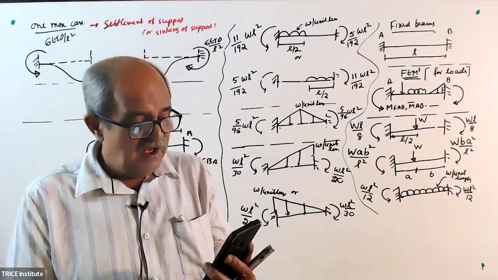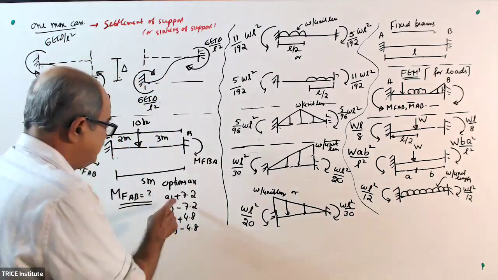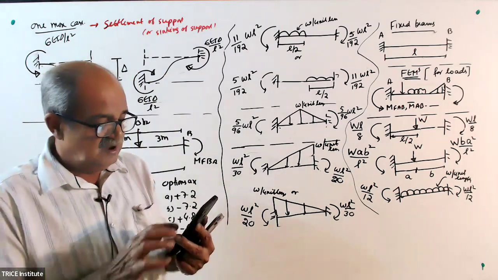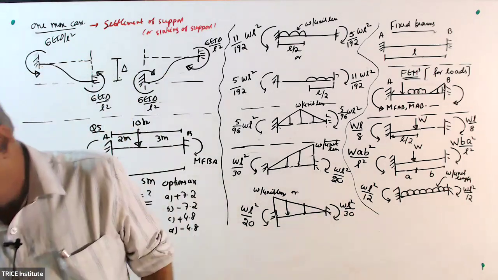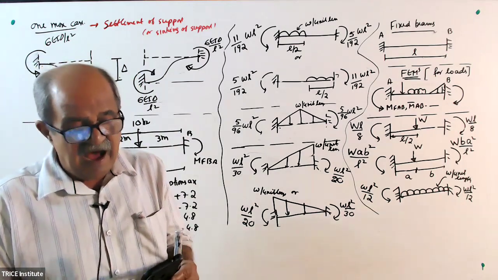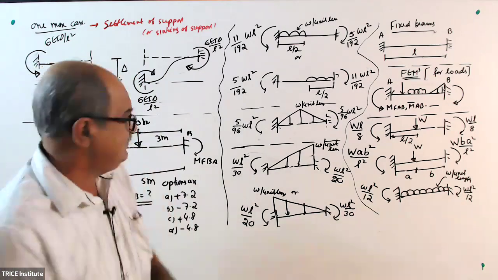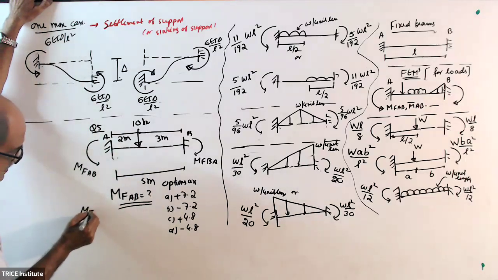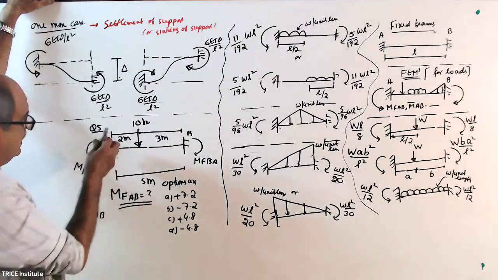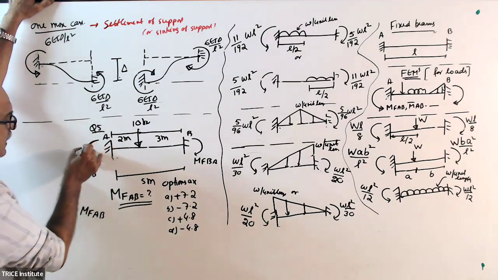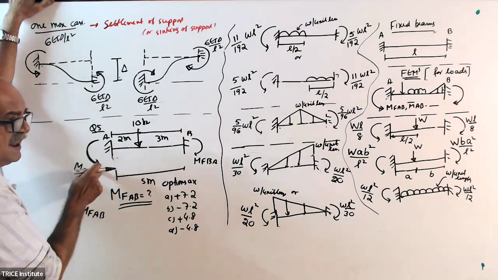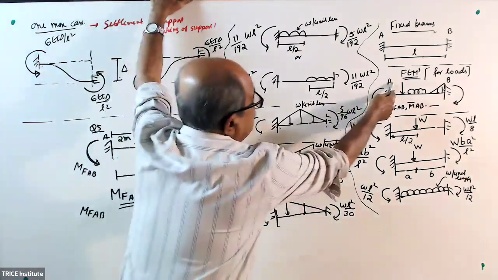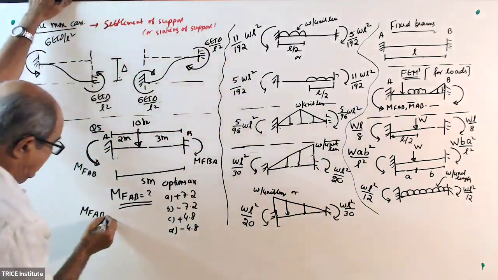Answer is what? One is plus 7.2, other is minus 7.2. Tell me now, what is the answer? Answer is A, because they want MFAB in anti-clockwise direction. Yes, we know that it is anti-clockwise only. Therefore, answer is, see here.